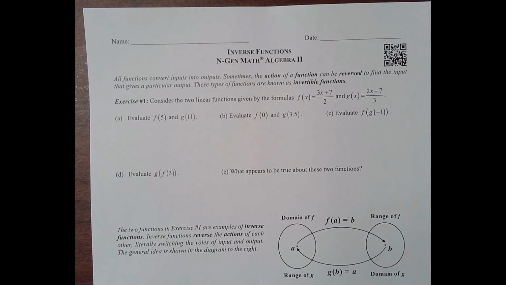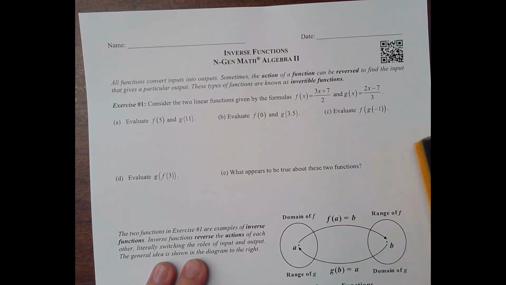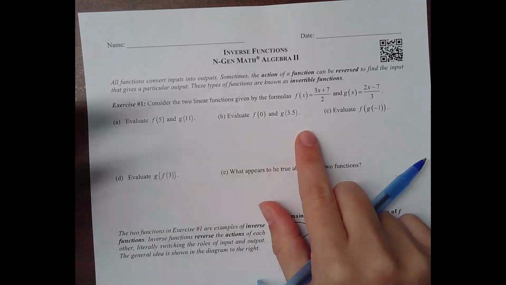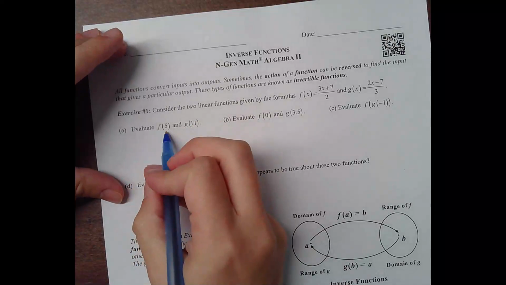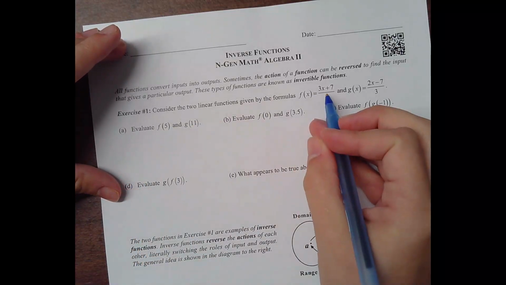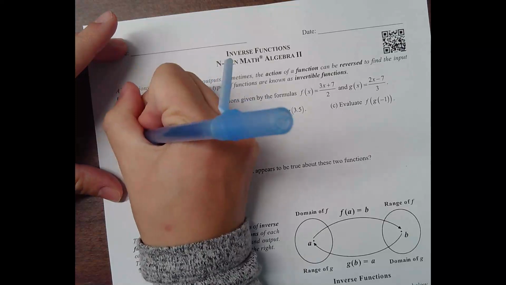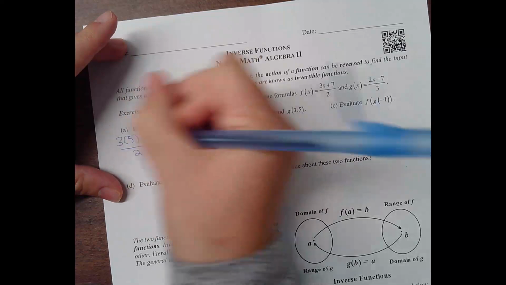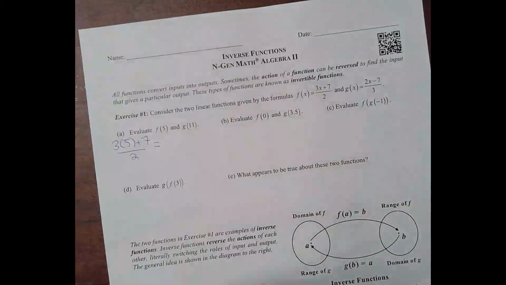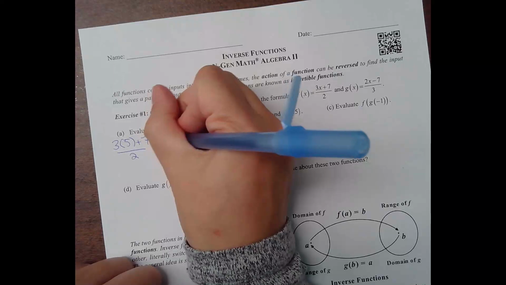So today we're going to get introduced to inverse functions. First we're going to start by practicing evaluating functions, and you're going to see something cool happen. First let's evaluate f of 5. That means we plug 5 in here. So we're going to do 3 times 5 plus 7 divided by 2. We could just use our calculator at this point, and when I do this, I get 11.